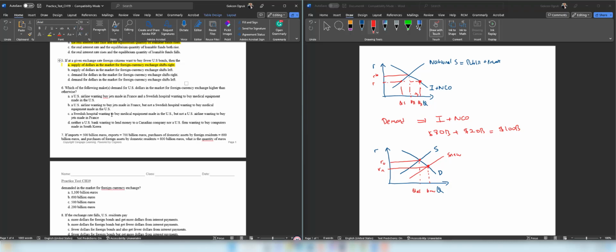So the right answer is a Swedish hospital wanting to buy medical equipment made in the US, but not a US airline wanting to buy jets made in France. So this is the right answer.